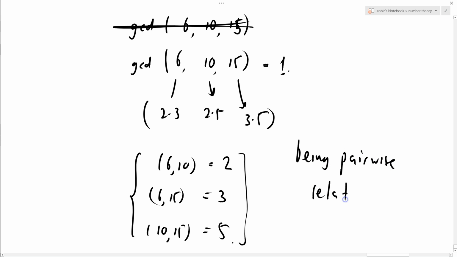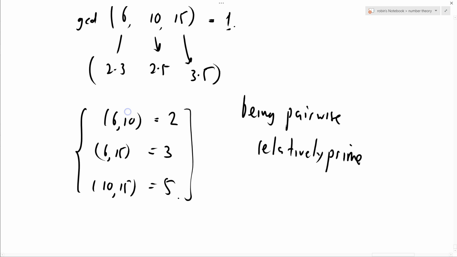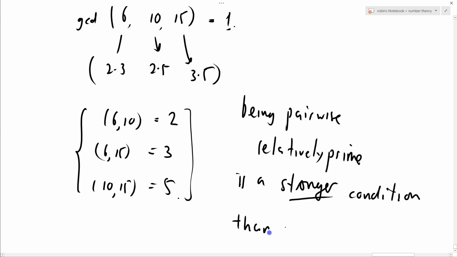So being pairwise relatively prime is a stronger condition than the greatest common divisor of all the numbers together equaling 1. Just an interesting little fact. I'm going to stop there.